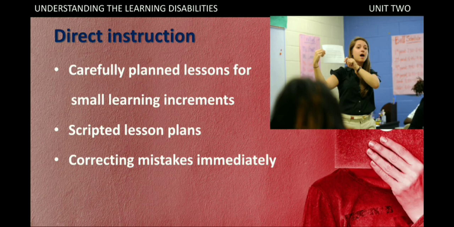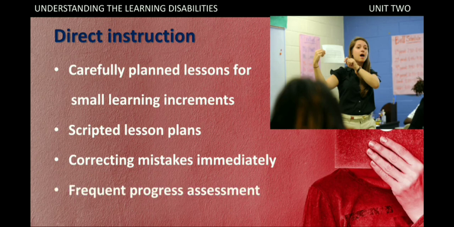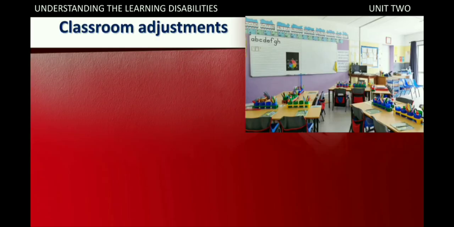If there is direct interaction between the teacher and student, then the teacher can immediately correct the mistakes of the child. Frequent progress assessment is needed. It is not that you assess after the whole syllabus is completed. No, frequent assessment is needed for the progress of these kids.